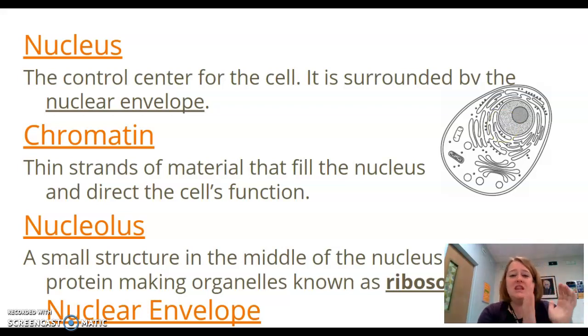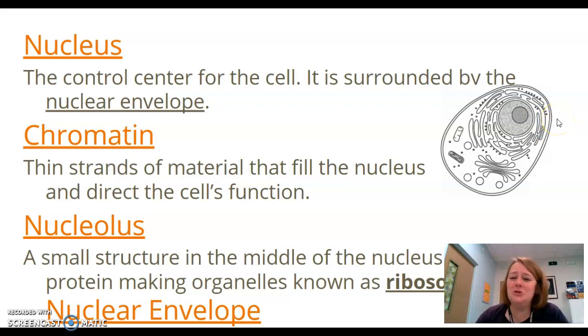Chromatin thickens to become chromosomes. And the chromosomes are basically how you get all your traits. We learned about that in a couple of units. It's going to be the basis for genetics. All of this chromatin is also like a blueprint telling things how to be built. So chromatin thickens to become chromosomes.